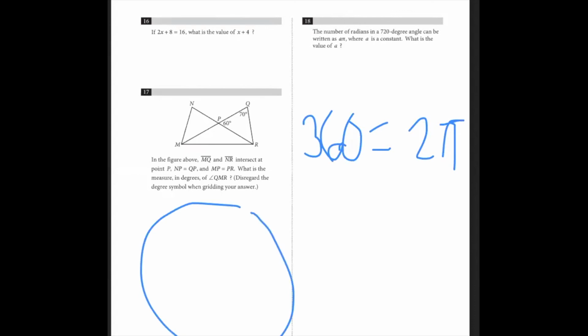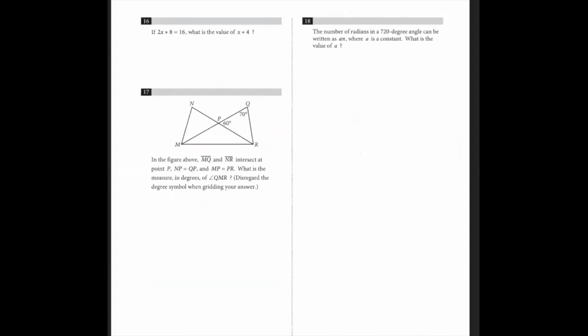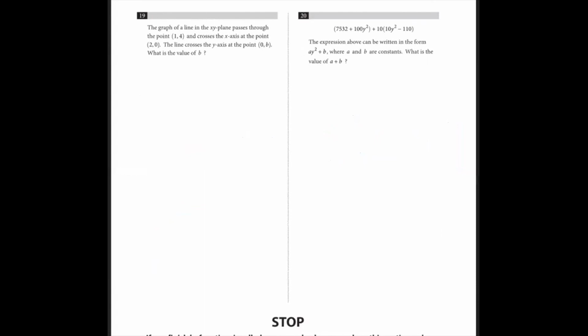So if we were to double this and have 720, it would just be 4 pi radians. So that means that a is equal to 4, and that's your answer. There's really nothing else to it other than knowing that a full circle, a full revolution, is 2 pi radians, and 720 is double that, so it's just 4 pi. So that's the logic behind that, but I thought it was interesting because I didn't see a problem like that before. So the last one, number 20.